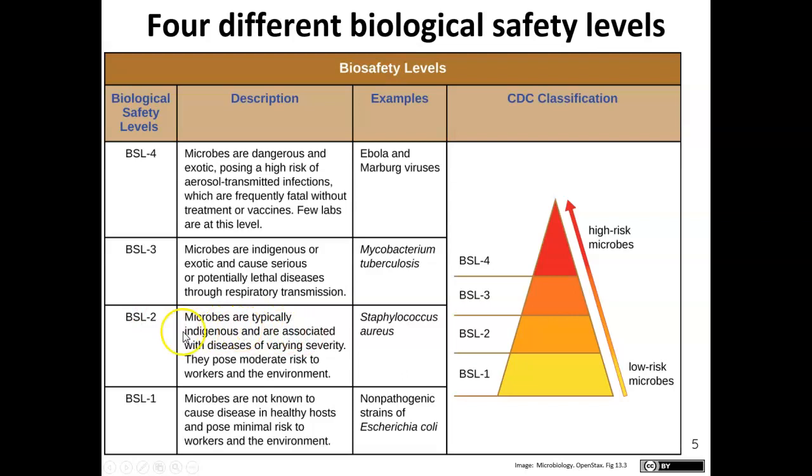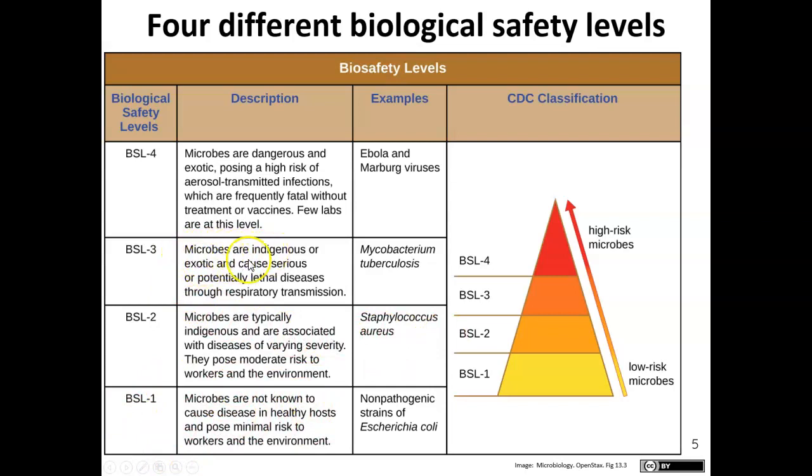BSL-2, these are organisms that live in and on us, and so they can cause disease, but they don't tend to if you are being safe. And so in our laboratory, for our class, we use BSL-1 and BSL-2 microbes. Staphylococcus aureus is probably the most dangerous of all of our bacteria, but it lives on us all the time. We don't use MRSA staph, we just use staph. Does that make sense? I hope so.